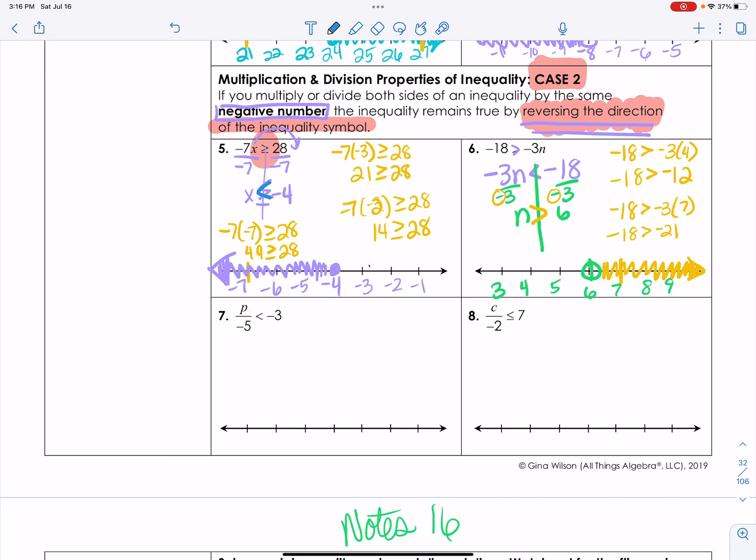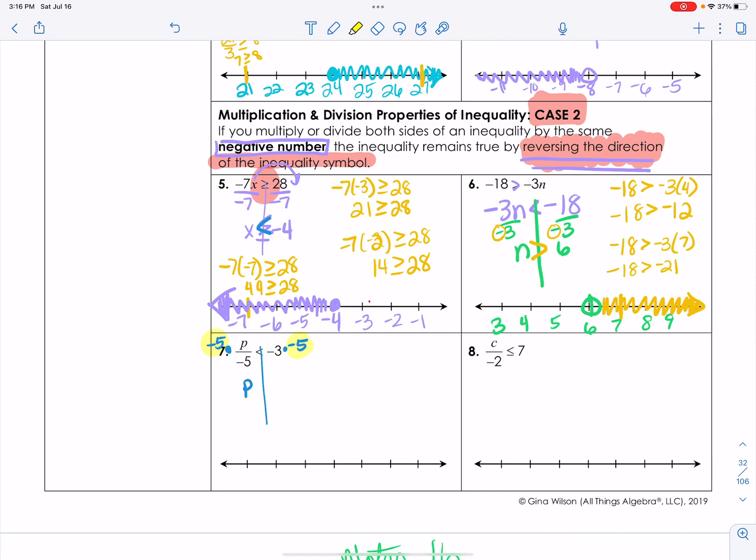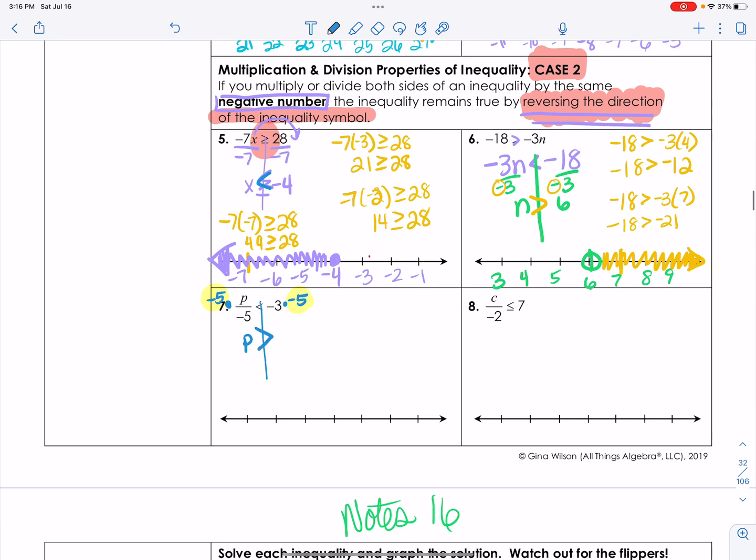Okay, so on this one, I'm dividing by a -5. So if I multiply by a -5, the rule says if you multiply or divide by a negative number to both sides, so this is on both sides, I'm multiplying by this -5 on both sides, I have to flip the inequality sign. And that's a negative times a negative is a positive. 15, 16, 17, 18, 14, 13, 12. So I have an open circle at 15 and I'm going greater.